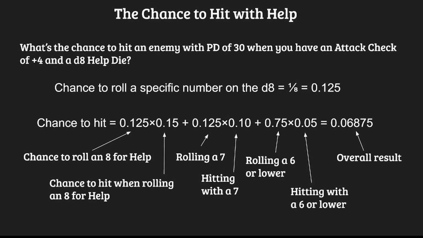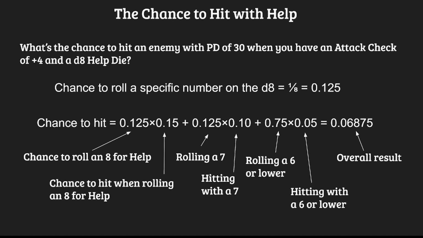But if I roll a 7, I only get a 0.10, basically a 10% chance of hitting. And if I roll a 6 or lower, that's 0.75, every other number on the D8, then I have this 0.05, a 5% chance to crit and hit. So overall, if we multiply these out and add them together, I end up with 0.06875, or really a 6.875% chance. So we can see that rolling with this D8 actually makes it a little more likely than a crit for me to be able to hit.